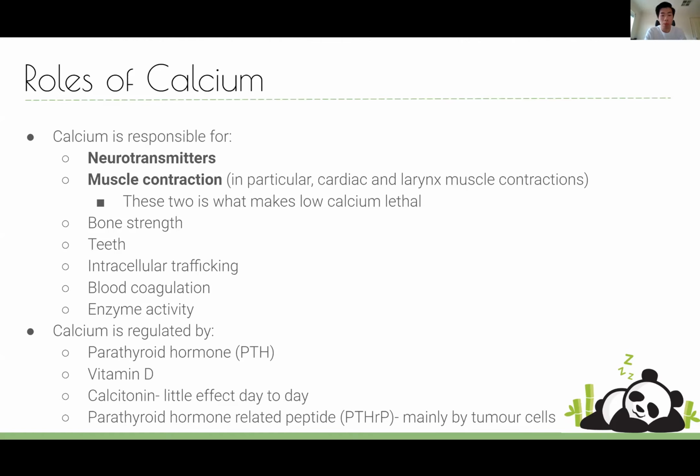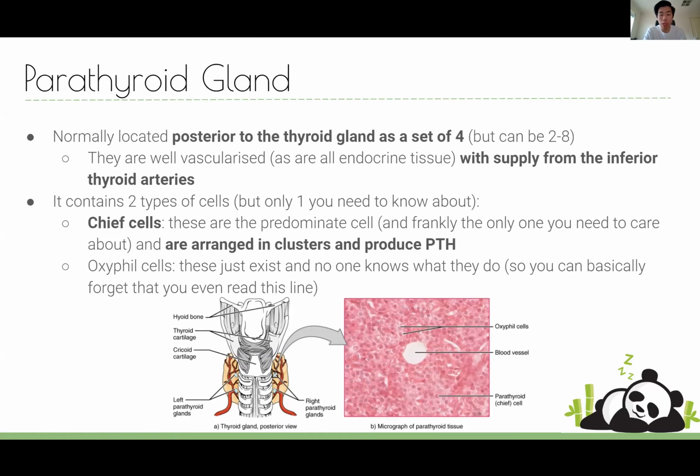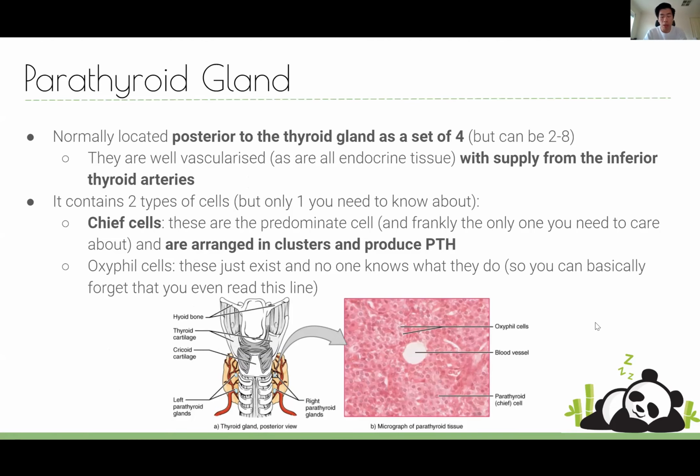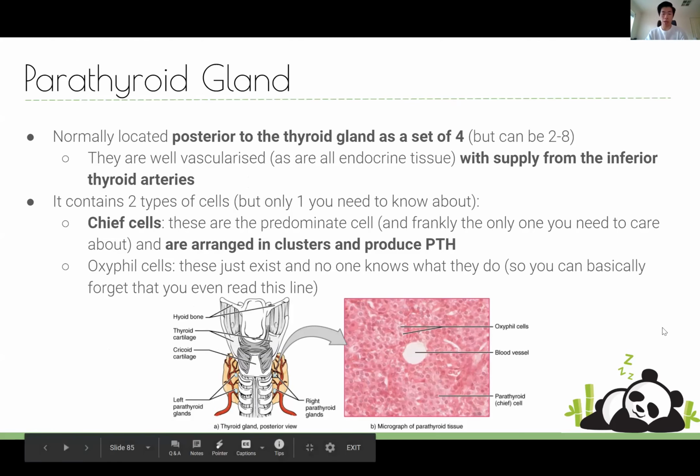So what is the parathyroid hormone? This is located posterior to the thyroid gland. It's normally a set of 4. It can be 2 to 8, but normally it's a set of 4, as you can see in this diagram. Anything apart from that in terms of the anatomy in front of you, I don't think is that important. There's an embryological aspect, which we'll learn next semester, with the fact that these actually start higher than these ones, but that's not really that important for you guys right now.